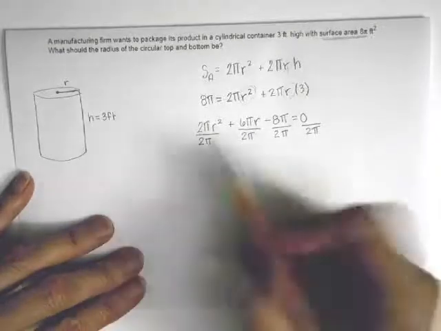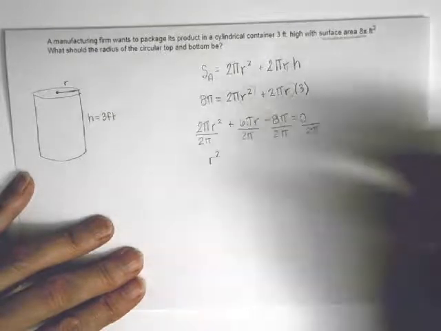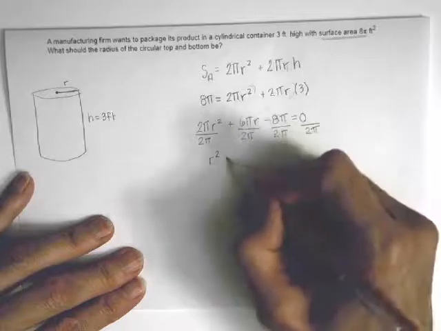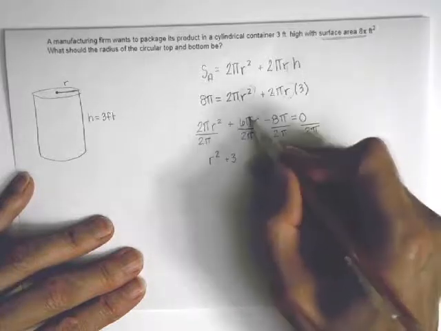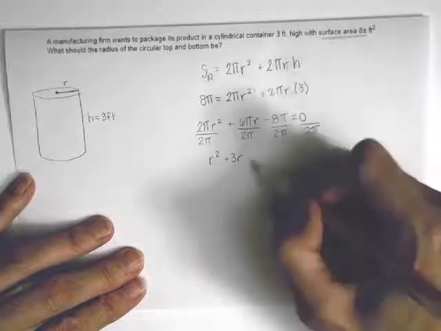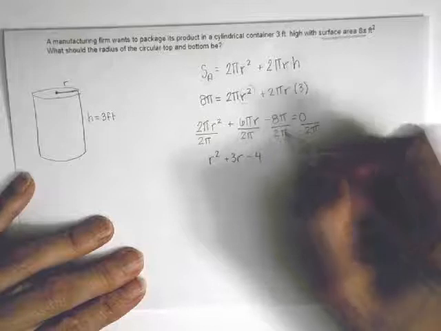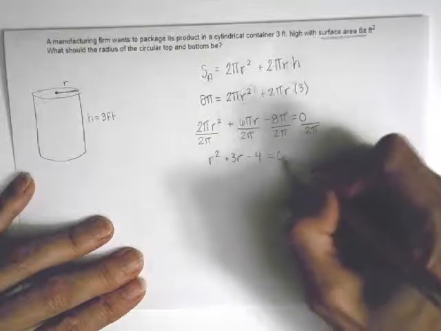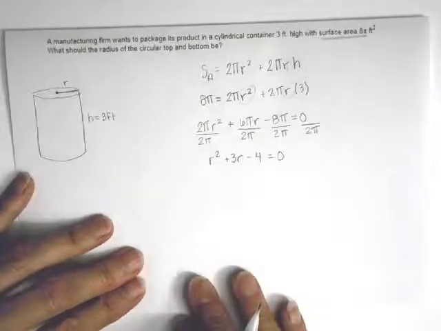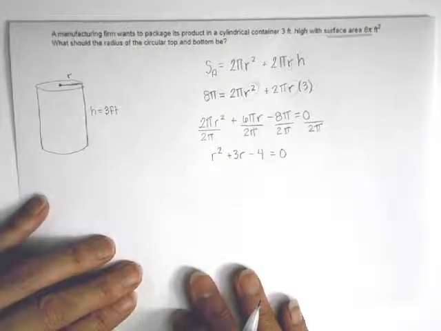So 2 pi divided by 2 pi just gives me r squared. 6 divided by 2 is 3. Pi divided by pi cancels, and I'm left with r. And negative 8 divided by 2 is negative 4. Pi over pi cancels, is equal to 0. Again, you can use the quadratic formula on this equation, or you can factor it.